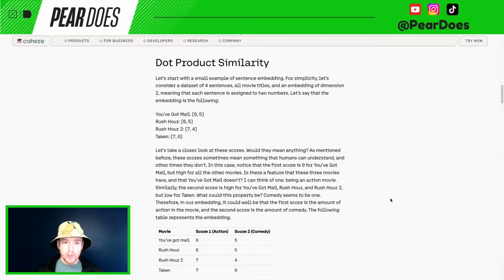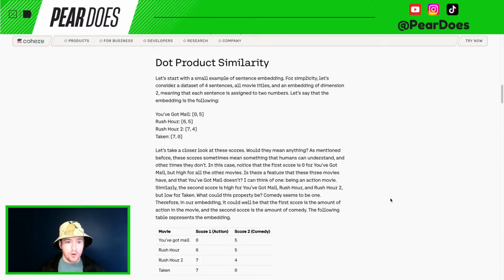If we take a closer look at these scores, would they mean anything? Well, as mentioned before, these scores sometimes mean something that humans can understand, and other times they don't. But in this case, you notice that the first score is 0 for You've Got Mail, but high for all other movies. If you've seen these movies, is there any feature that these 3 movies might have that is different from You've Got Mail? The author could think of one. It's being an action movie.